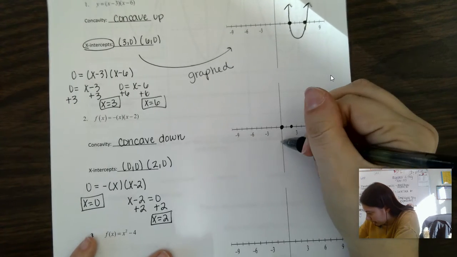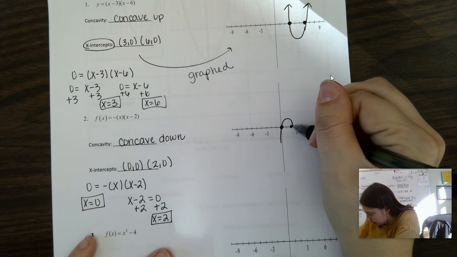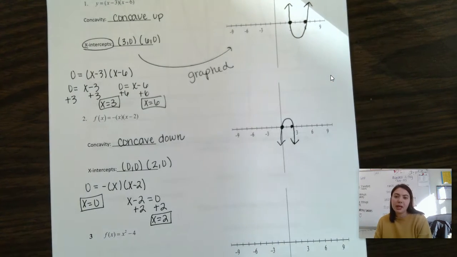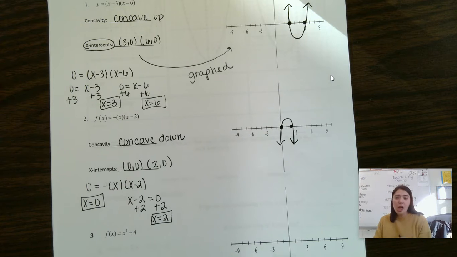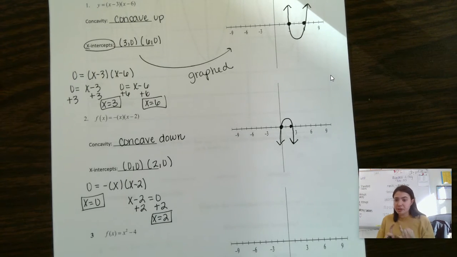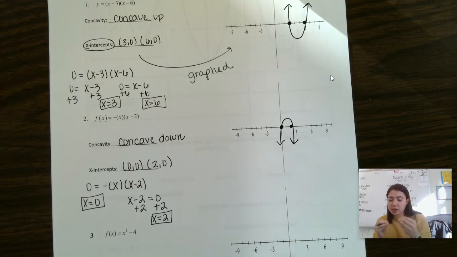and because our parabola is concave down, we just do that. And like I said, we don't really care so much about the axis of symmetry or the vertex. We're just trying to really hone in on the fact that your x-intercepts are your solutions. And your concavity really tells you if your parabola is going to be facing up or opening down.